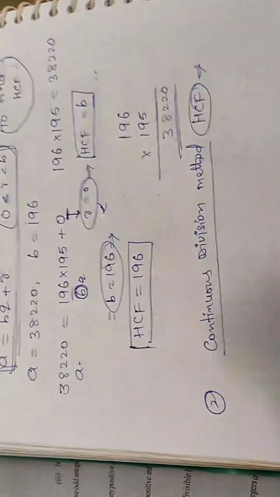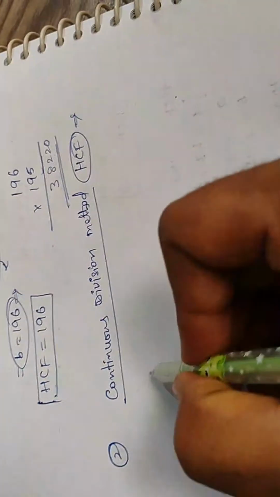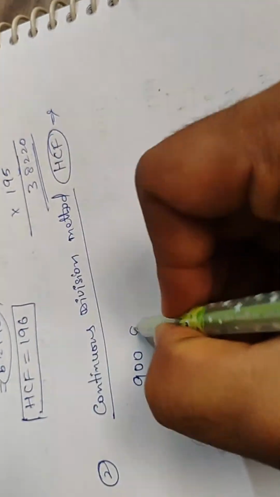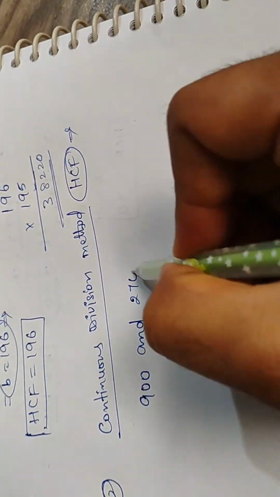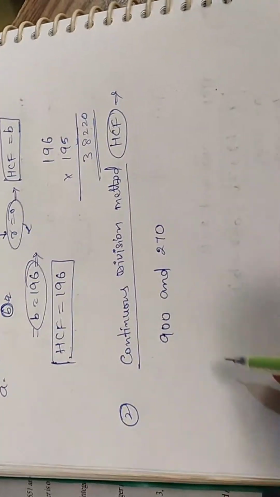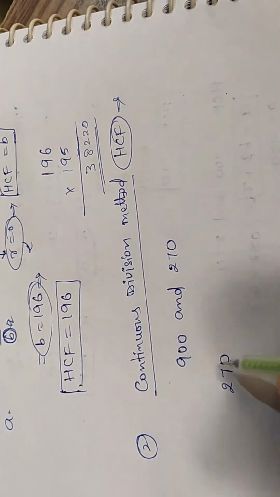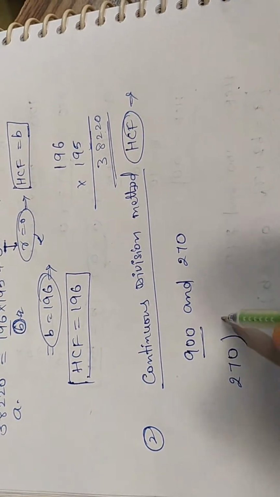Now look at the continuous division method. We took the first problem, 900 and 270. In the continuous division method, you have to divide 900 by 270.